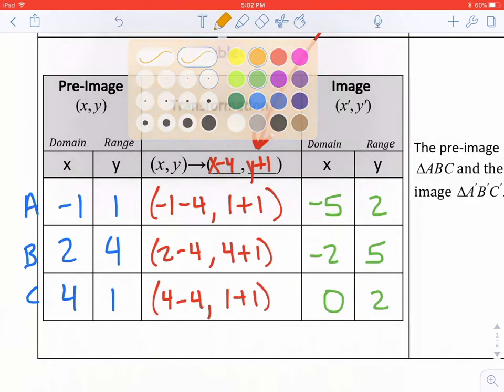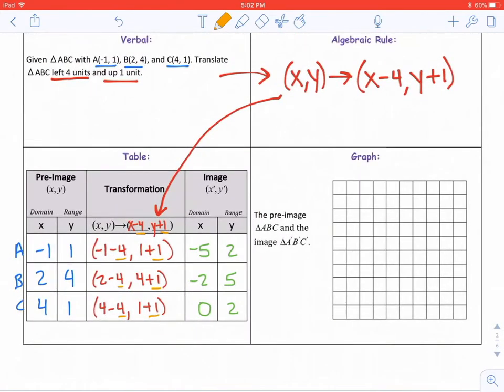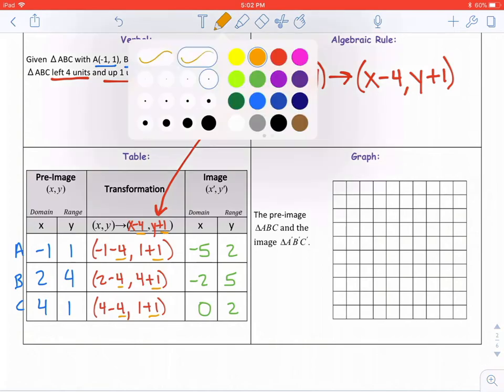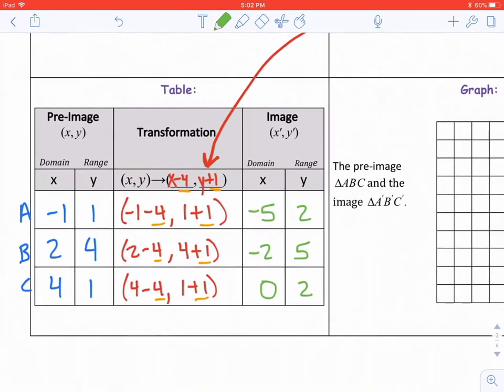Notice in your table that you're applying this rule to each one of the x values, and then the rule that goes with the y value to each y value in your table. So that stays consistent. Alright, so now we've got the verbal description we were given, the algebraic rule that we wrote down first. We use that to help with our table. We just need to put these on the graph. So the green coordinates are our image coordinates. So we use a little symbol called prime to represent that these are no longer the original coordinates. They're now the image after the translation occurred.